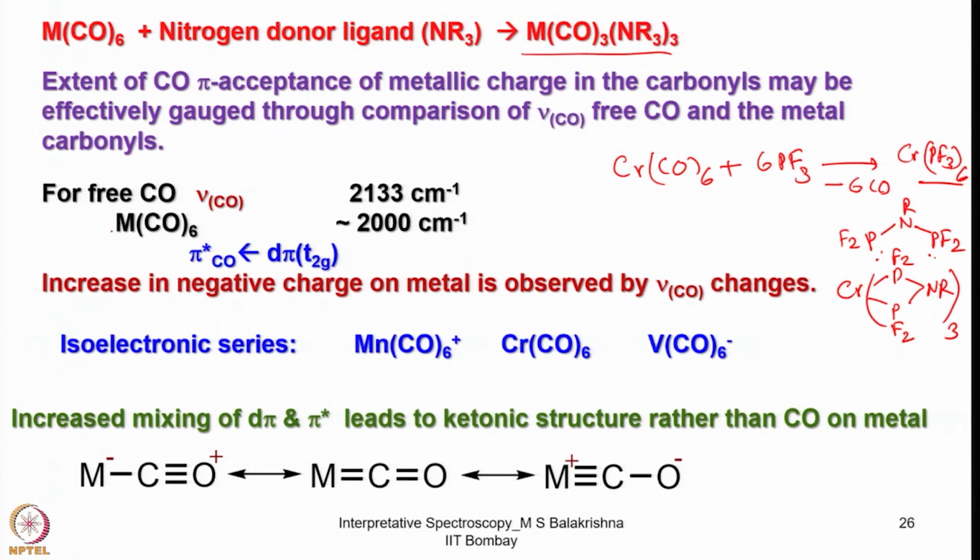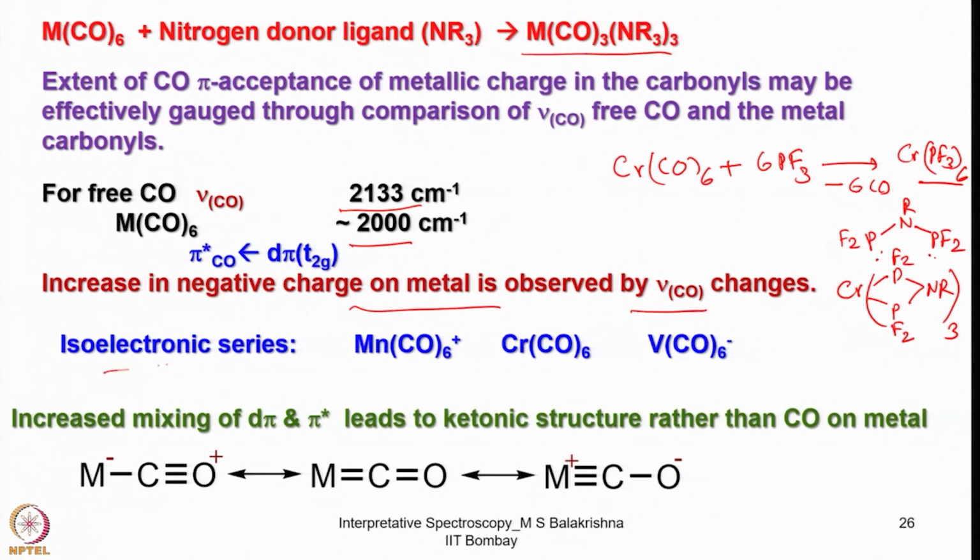So what we should remember is, as far as infrared stretching frequency is concerned, free carbon monoxide shows around 2133, or in some books 2147. So one can consider 2140 or so. And in case of metal hexacarbonyl, the range is around 2000 cm^-1. So that means there is a considerable drop in the stretching frequency. This is because of the population of electrons into the pi star of CO, decreasing the bond order. So an increase in negative charge on the metal is observed by the CO changes.